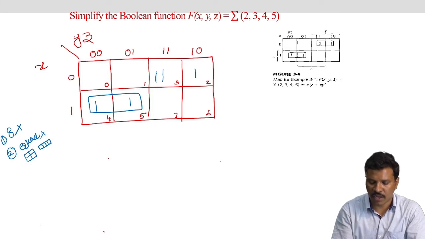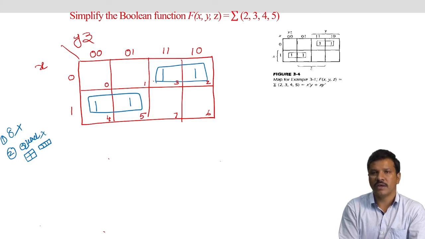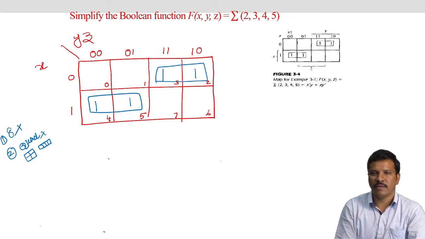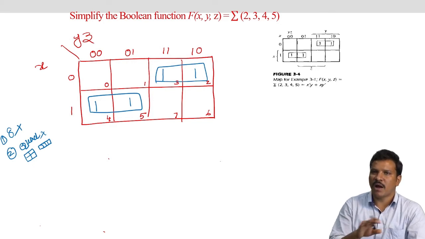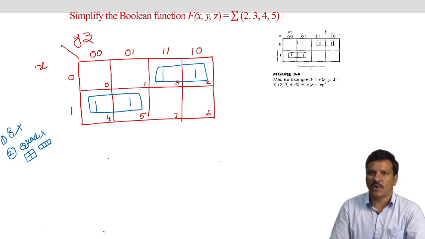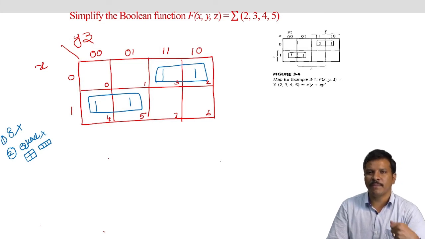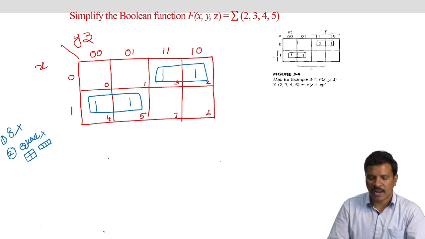So again we can have this pair. Once connecting with the help of pair, because 8 is not possible, quad is not possible, then we can go with the pair. So finally we can cover all ones. Once we can cover all ones, how to take the minimized Boolean function or minimized expression? By combining those ones in pair.